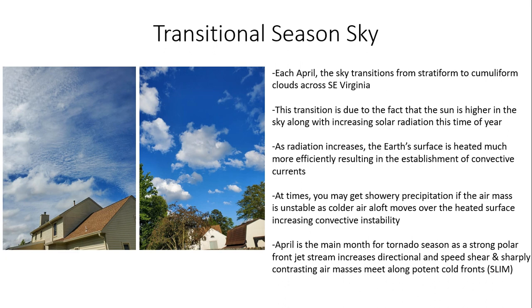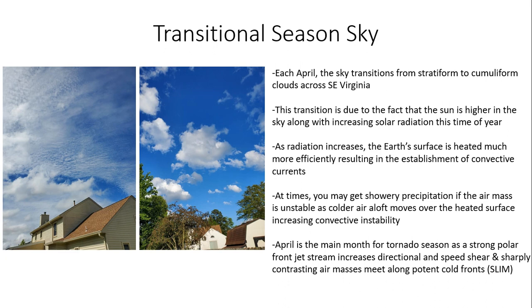And in addition, we have this increasing solar radiation which is occurring during April, and especially as we work our way into May, definitely June, and throughout the rest of the summer. As radiation increases from the sun, the Earth's surface, again, is going to be heated much more efficiently, resulting in the establishment of these convective currents. What do I mean by convective currents? Air that's rising and sinking in the vertical. There's a lot of upward and downward vertical motion because of how much of a temperature difference occurs in the vertical between the heated surface in the summer and higher up, let's say above 5,000 up to 10,000 feet.